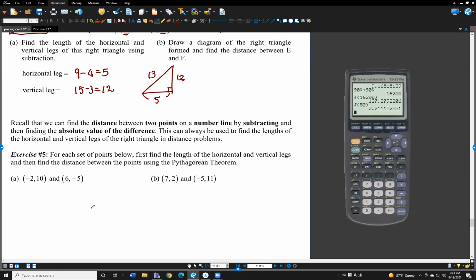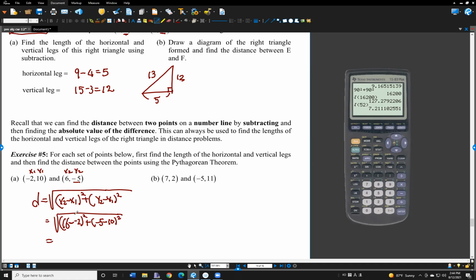Now we're going to use the formula over here, okay? One more time. For distance, the horizontal length is X2 minus X1 squared, and the vertical length is Y2 minus Y1 squared. When you square it, it's positive, right? This one is X2, Y2, this is X1, Y1. Now, the square root of X2 minus X1: X2 is 6, X1 is minus 2, so 6 minus negative 2 squared, and Y2, negative 5 minus 10 squared. That's it.